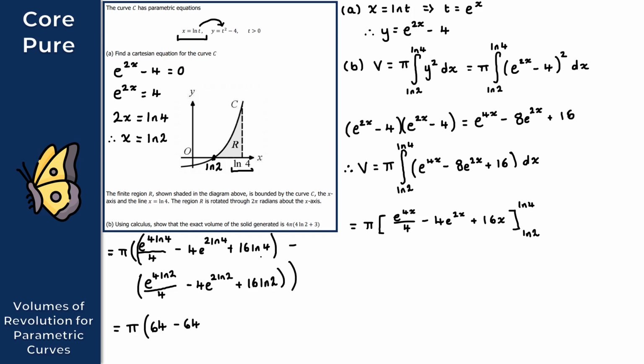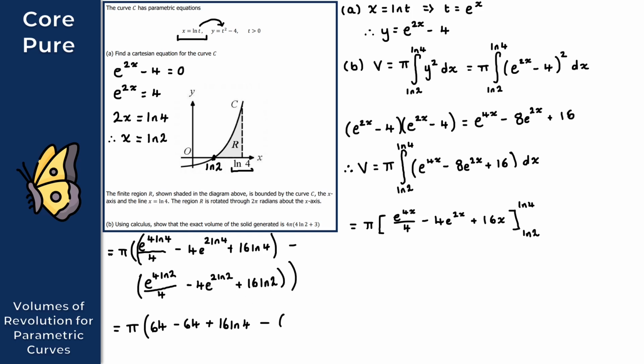And then obviously we've got the 16 ln 4 here. So plus 16 ln 4, like so. I'll come back and simplify it in just a moment. So we then have minus here, and I'll do these terms inside a bracket just so I don't make a mistake with the signs just yet here. So we have e to the power of 4 ln 2 over 4.